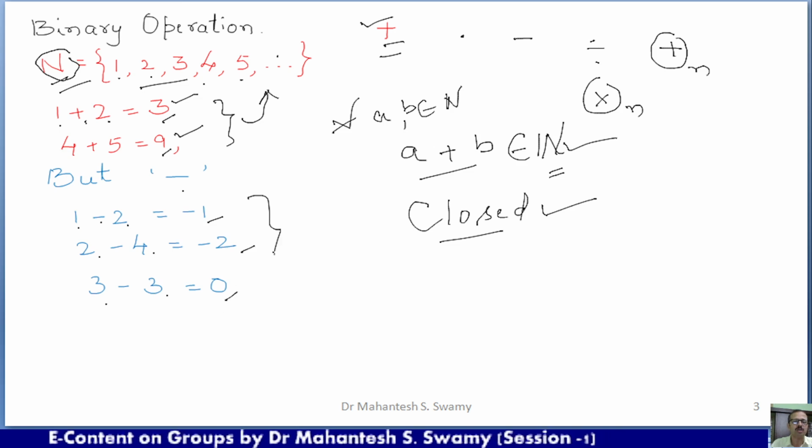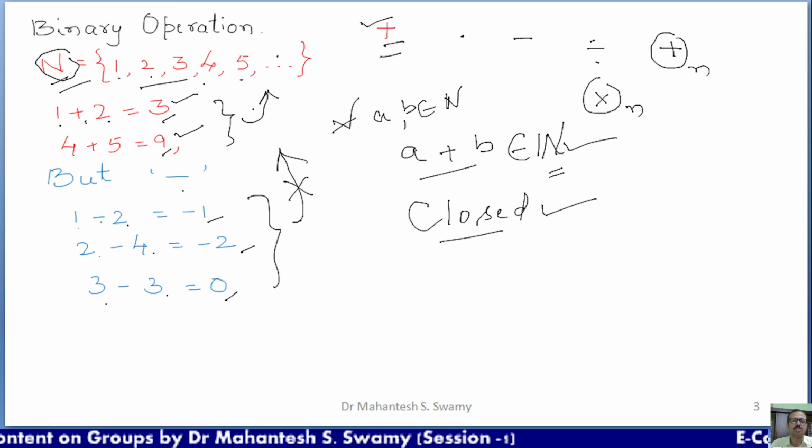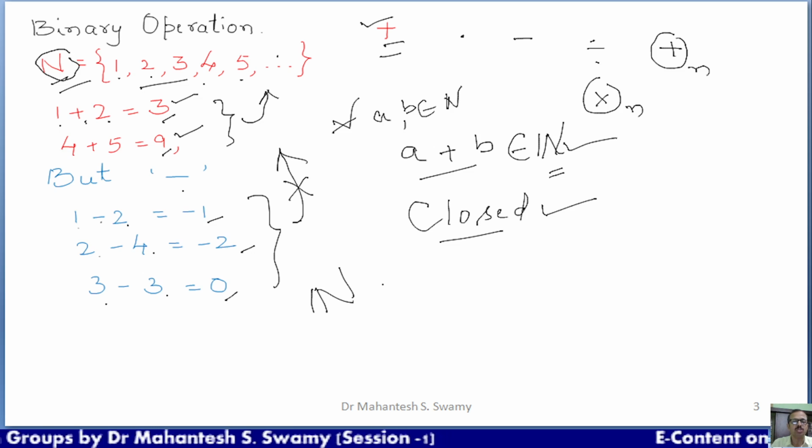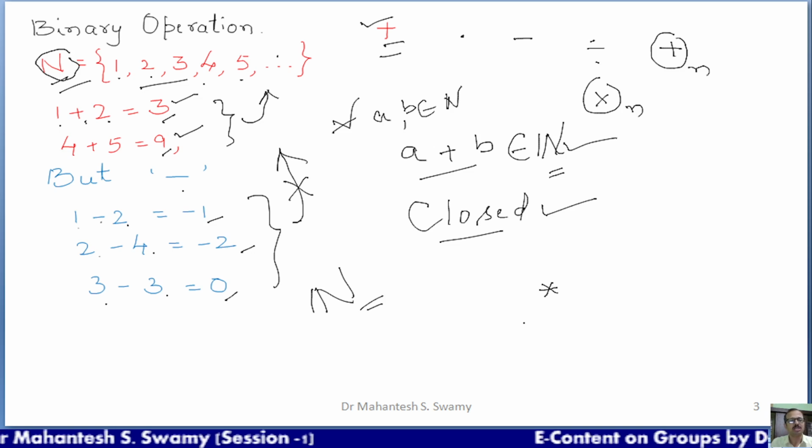You can now observe the results of these binary operations. They are not belonging to the original set. Therefore, we say that the set of natural numbers is not closed under the binary operation of subtraction. Similarly, we can have any binary operation. In general, we take the binary operation as star. We shall see it in the next slides.